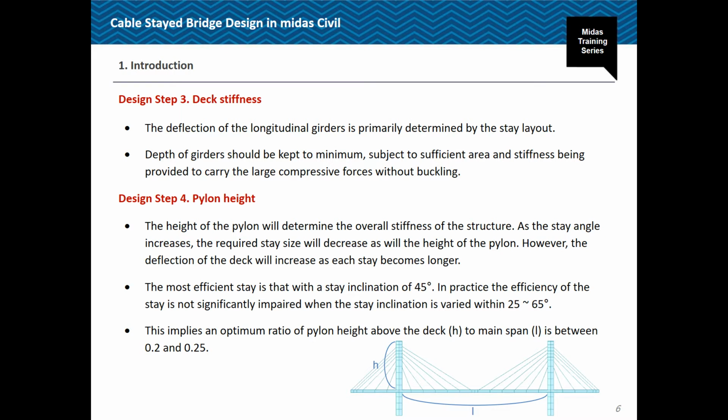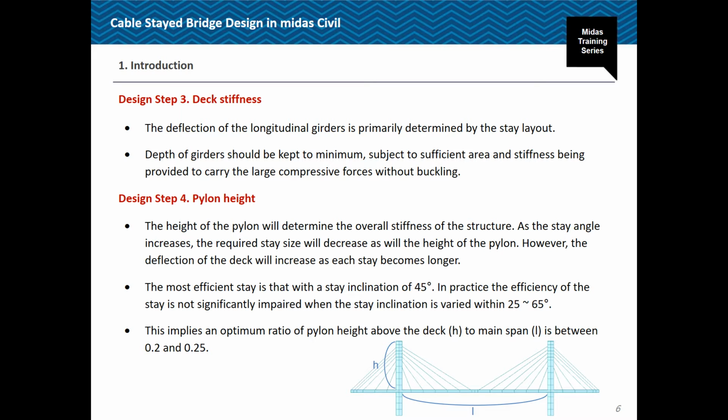Regarding the deck stiffness, the deflection of the longitudinal girders is determined by the stay layout, which means those deflections are controlled mainly by the stays. The depth of the girder should be kept to a minimum. A way to determine the area and the stiffness of it is to make sure that the deck can resist the large compressive forces produced by the stays, and it's mainly designed in buckling. So the first way of determining the size of the deck is actually to do a buckling check on it.